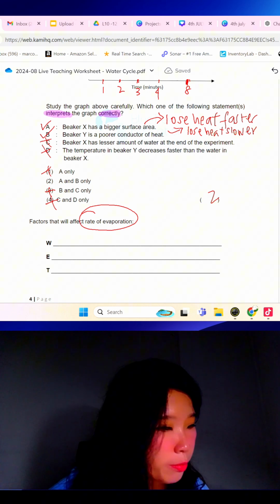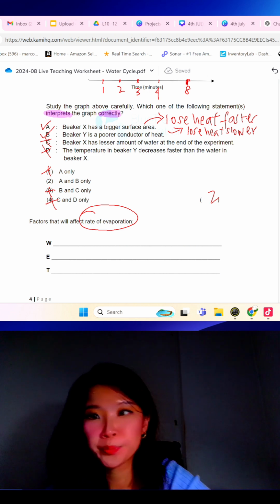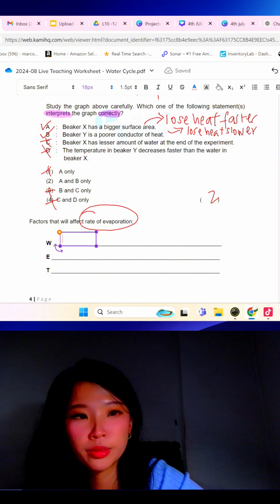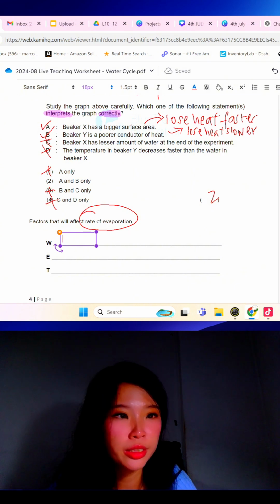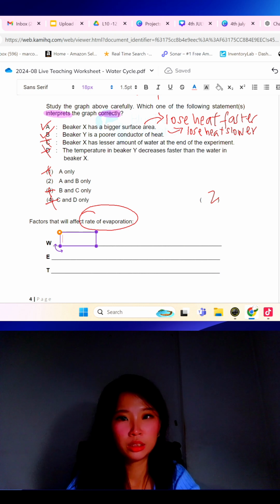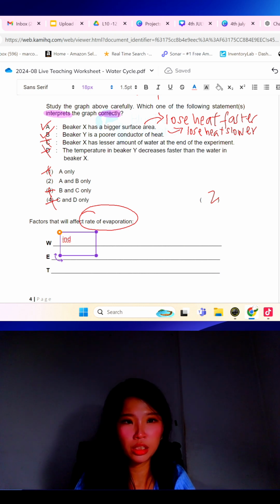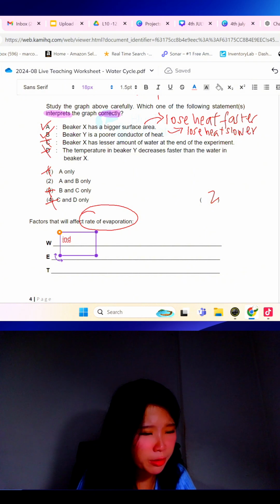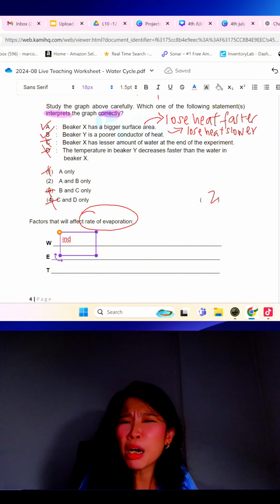What are the... W means what? What is W? Wind. Very good, very good. Amount of exposed surface area.